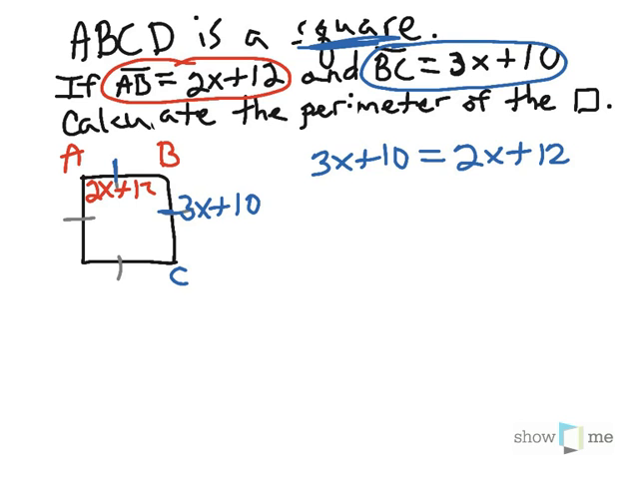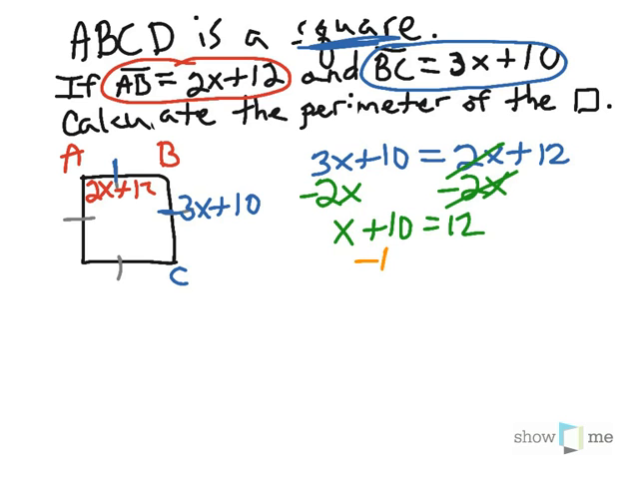Okay, let's go through and do our algebra. I'm going to subtract 2x over here. It's not the only way to do it, but it's the way that I see is easiest because now I have a positive x to work with. So I have x plus 10 equals 12. And then I'm going to subtract 10 over to that side. And I'm going to have x equals 2.